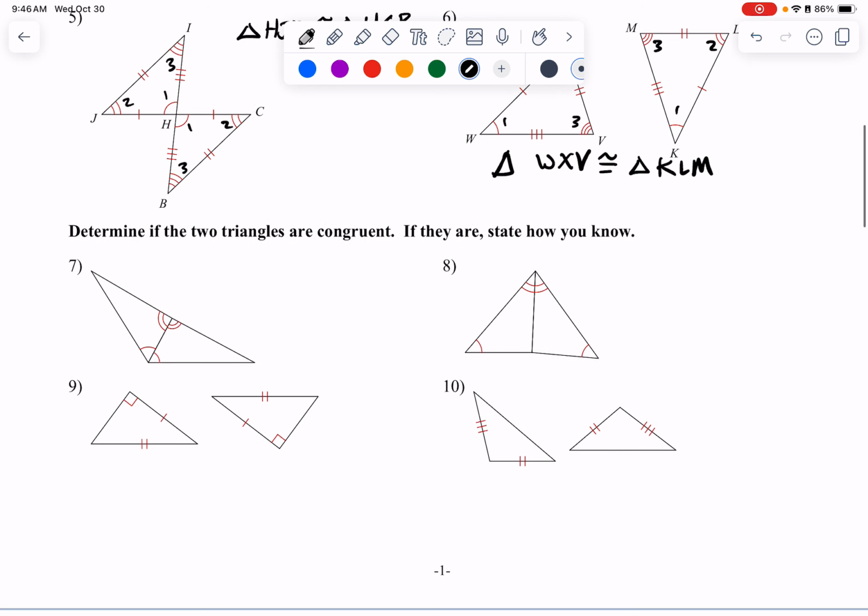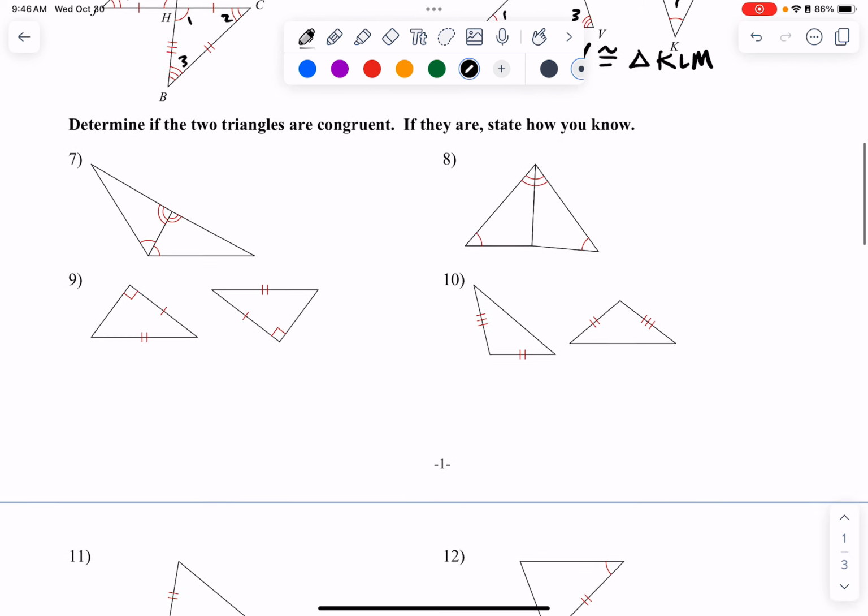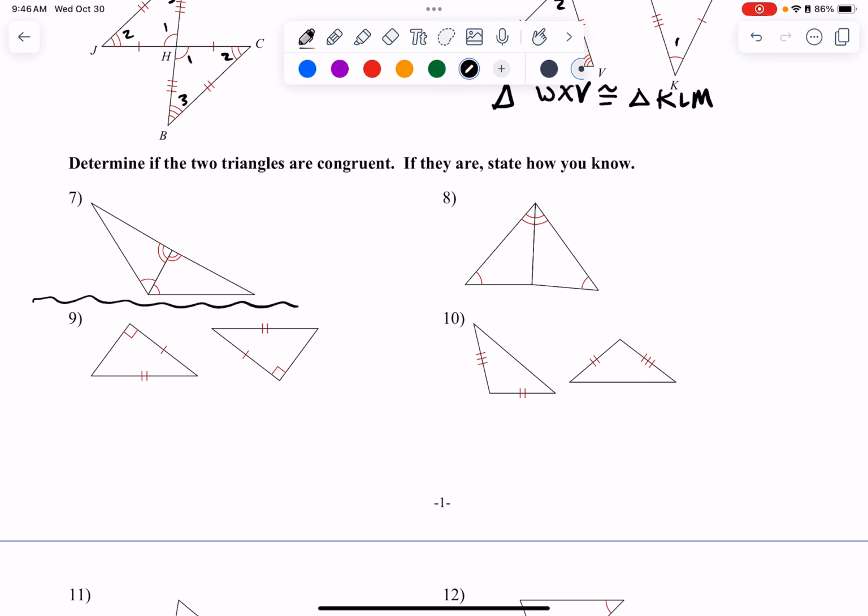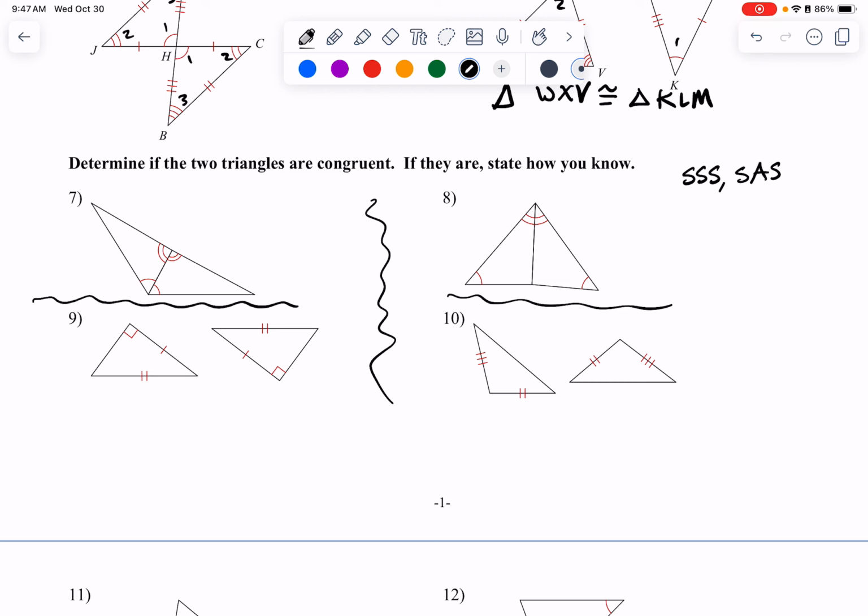Awesome, awesome. All right, now for this last bit, we have determine if two triangles are congruent. If they are, state how you know. Here's what we're going to be looking for throughout this. Just kind of separating these into 4 problems here. We are going to look at the combinations that we have. We're going to see if it matches any of our known combinations that happen to guarantee congruence. So we got side, side, side, angle, side, angle, angle, angle, side.